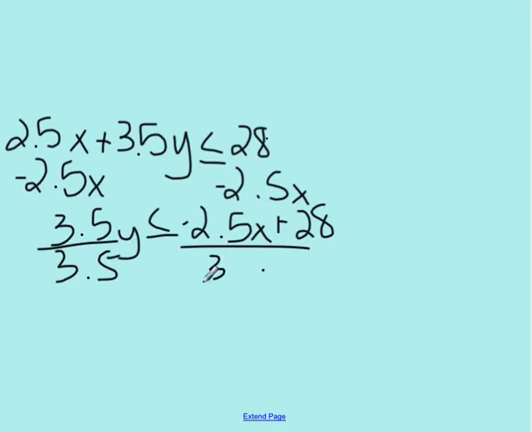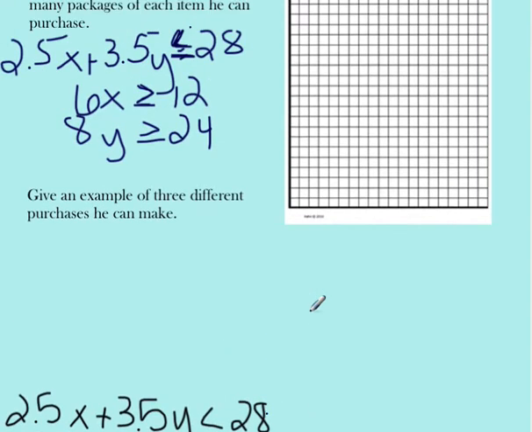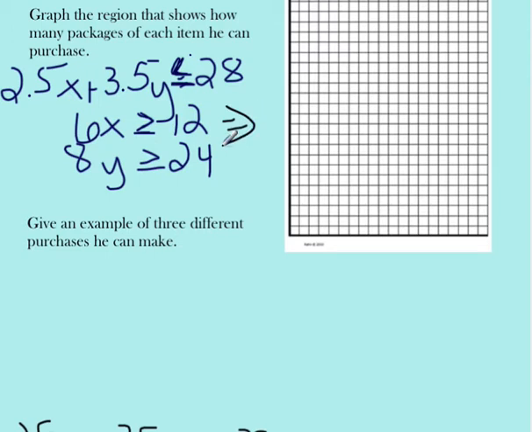Then I'm going to go ahead and divide both sides by 3.5. Now this isn't going to give me the nicest number in the whole wide world. So I get y is less than or equal to negative 0.71x plus 8. So I'm just going to go ahead and why don't you solve these for x and y on your own. And when you do that, you get that x is greater than or equal to 2, and y is greater than or equal to 3.